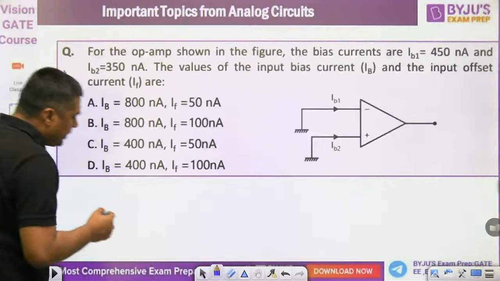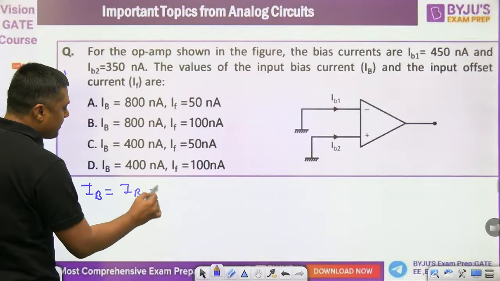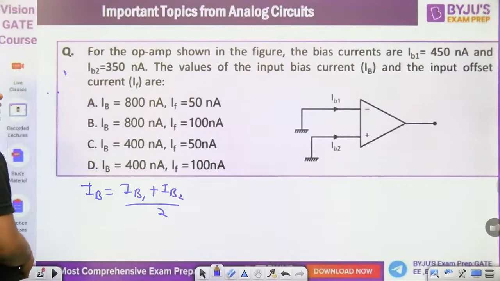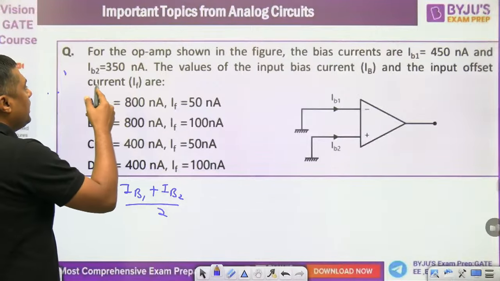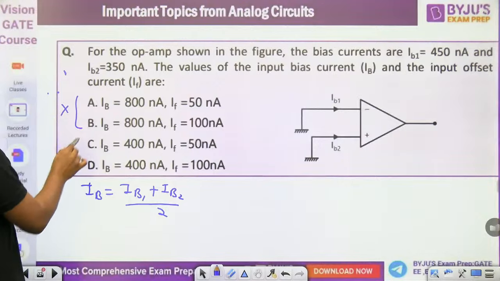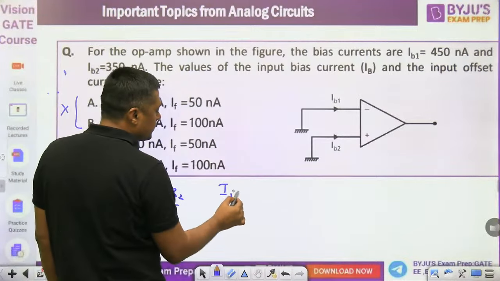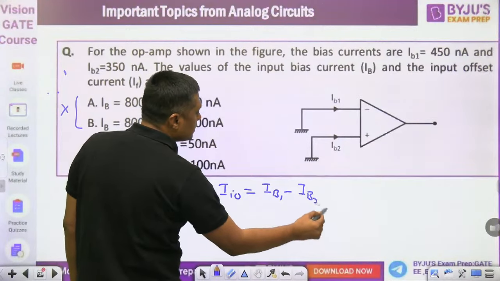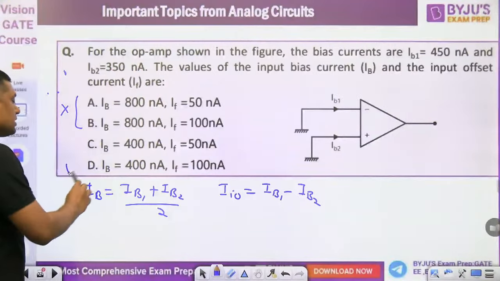The input bias current is given by the average value of the separate currents entering into the operational amplifier. So what is the average value? 450 plus 350 divided by 2. 800 divided by 2, that is 400. That's why these two answers are wrong. Out of these two, one is correct. What is the offset current? That is the difference of the separate currents. What is the difference? 450 minus 350, 100. That's why this answer is correct.